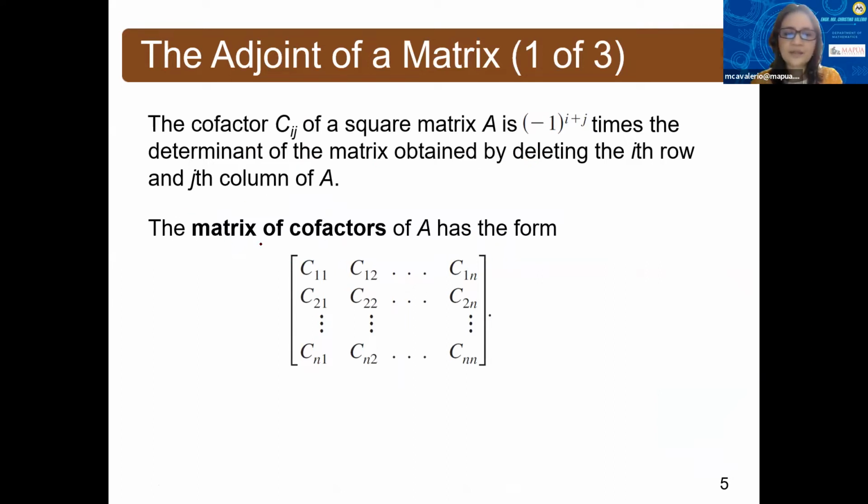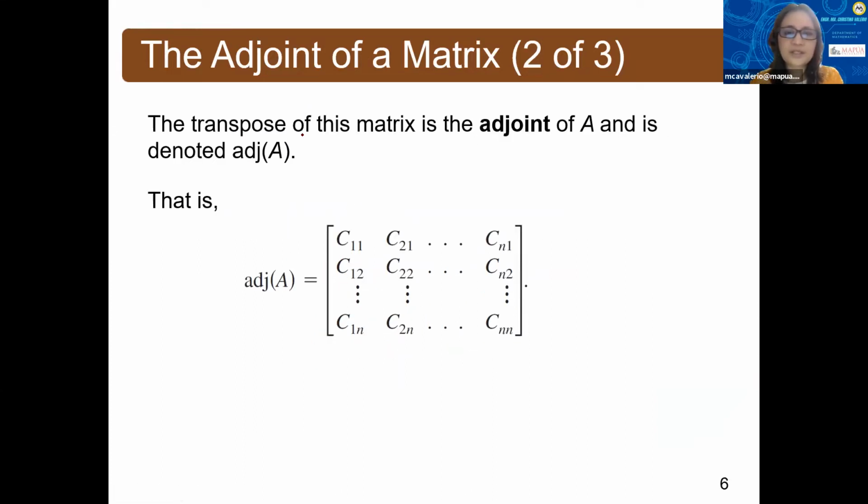So you will end up with a matrix of cofactors of A, which has the form as below. We can see that the entries are all the cofactors at any ith row and jth column. Now the transpose of this matrix is the adjoint of A and is denoted by adj A. The adjoint of A is a matrix whose row entries are the column entries in the cofactor matrix of A.